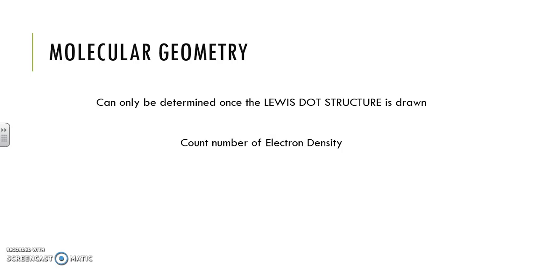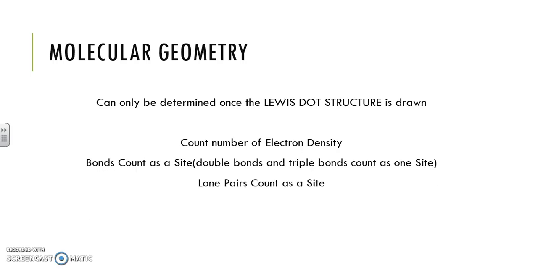So the first thing that we're going to need to do is to count the number of areas of electron density. And there are two things that count toward electron density. One, bonds count as areas of electron density. And the weird thing is that both double and triple bonds count as one bonding site. So they only count as a total of one. And then the next thing you're going to want to do is to count your lone pairs as well, as they count for an area of electron density.